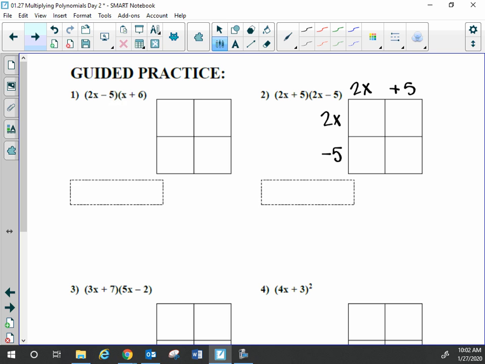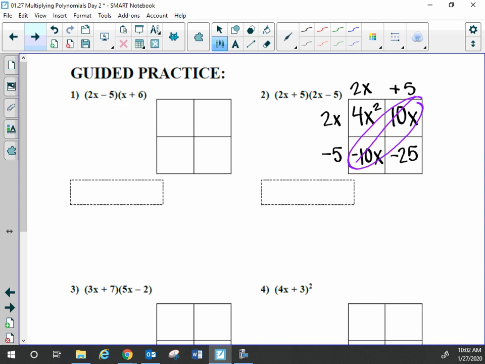2x plus 5 times 2x minus 5. Okay, so my top left box. 4x squared. Okay, 2x times 5. 10x. Negative 5 times 2x. Negative 10x. And negative 25. Very good. Okay, so let's combine some like terms. 10x minus 10x. That's 0. Okay, so this is going to make 0.